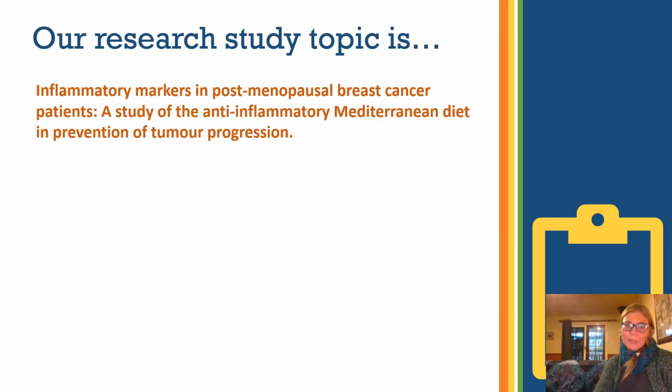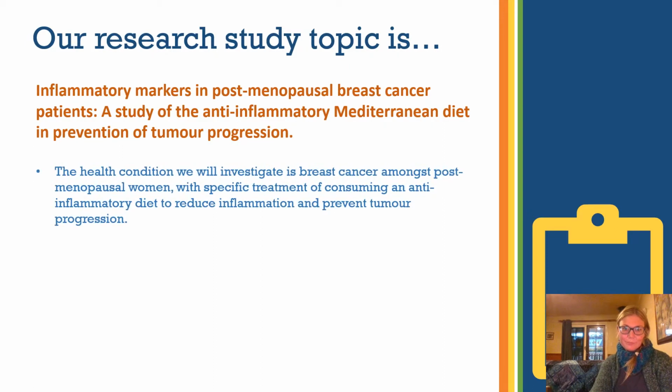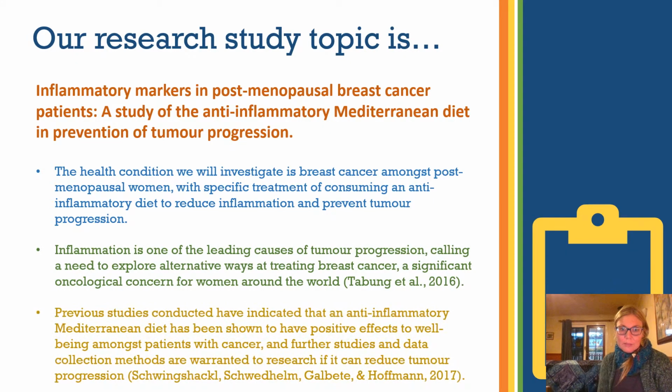So our research study topic is inflammatory markers in post-menopausal breast cancer patients, a study of the anti-inflammatory Mediterranean diet in the prevention of tumour progression. For this health condition, we're specifically focusing on consuming an anti-inflammatory diet to prevent tumours. Inflammation is one of the leading causes of tumour progression, so it justifies the need to explore this alternative. Previous studies have indicated that the anti-inflammatory diet has positive effects, so it warrants more research in this area.